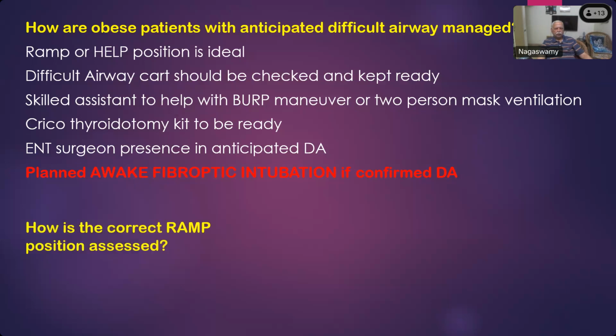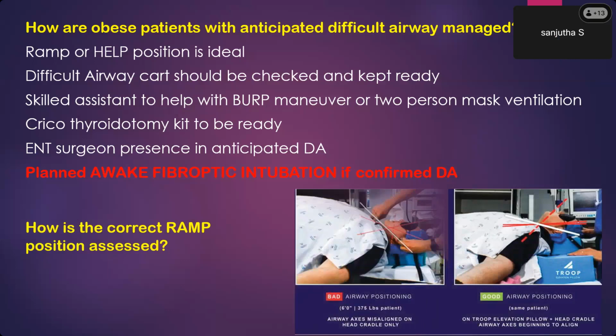How is the correct RAMP position assessed? Place the patient in RAMP position. What is the landmark, or how will you say that the position has been done correctly? What are the two landmarks that should be connected in RAMP position? The sternal notch and external auditory meatus. Excellent. Very good.